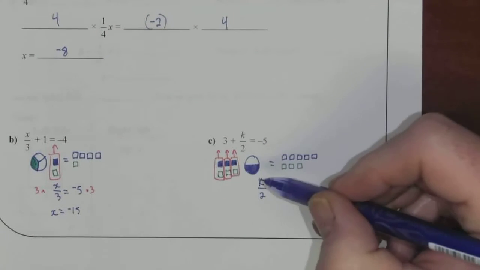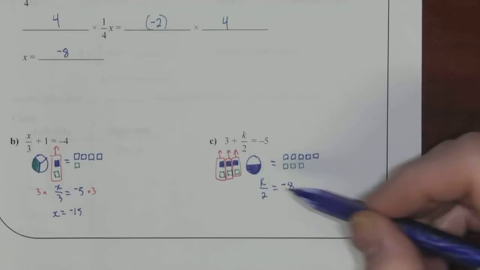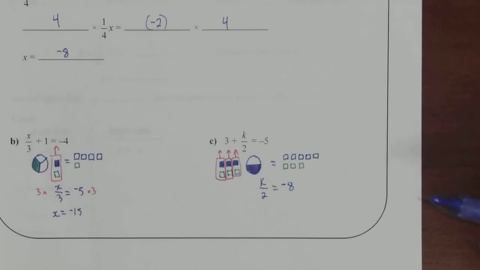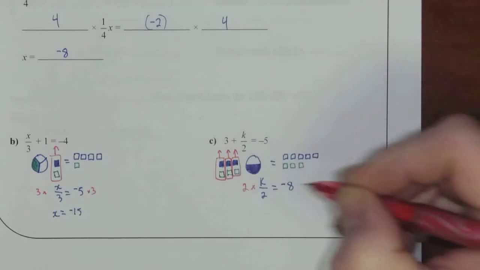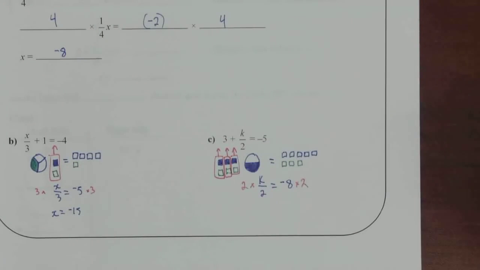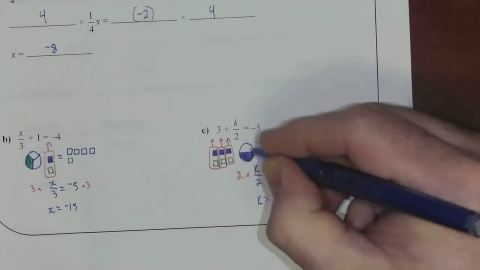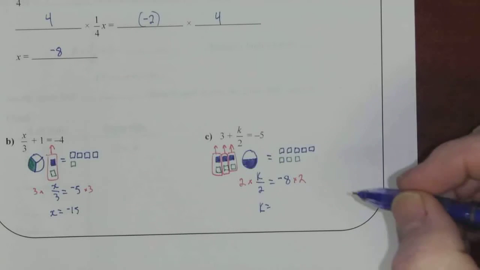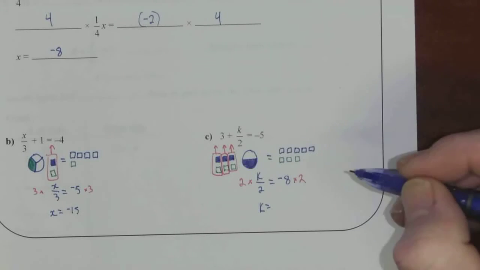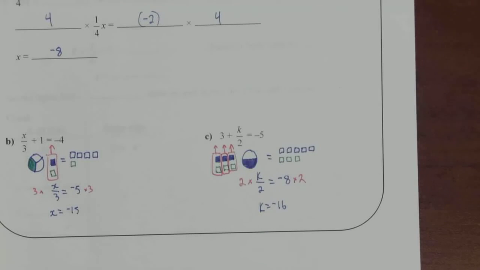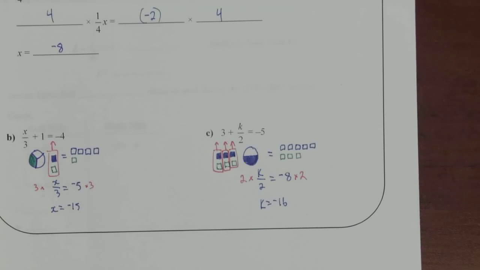So in order to get a full circle's worth, we're going to figure out what k is. We need to double both sides. And if we're going to do that, then we're multiplying the left by 2 and we're multiplying the right by 2. So then k, so one full circle, if you double this, you've got 8 tiles, so you're going to end up with 16. So you end up with k equaling negative 16. And there's your solution.